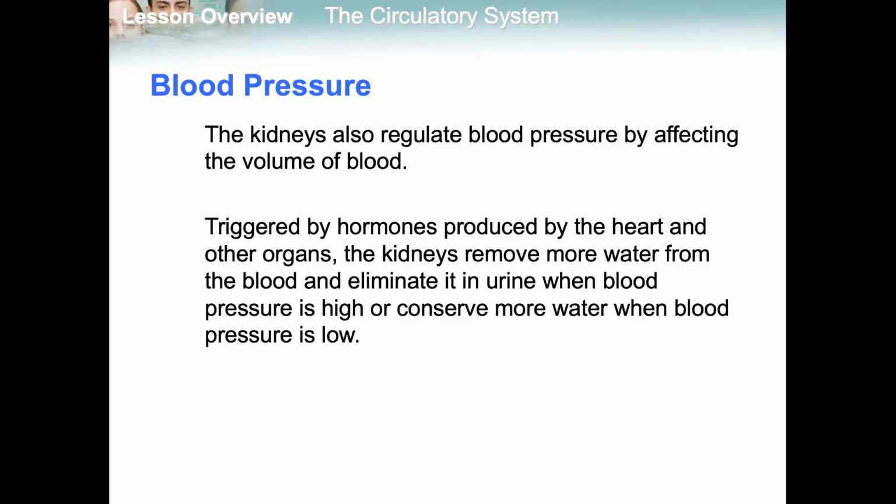Kidneys also regulate blood pressure by affecting the volume of the blood. This is triggered by hormones produced by the heart and other organs. So the kidneys remove more water from the blood by you peeing it out when blood pressure is too high. So they try to take out more water when your blood pressure is too high, or they'll conserve more water when the blood pressure is too low.